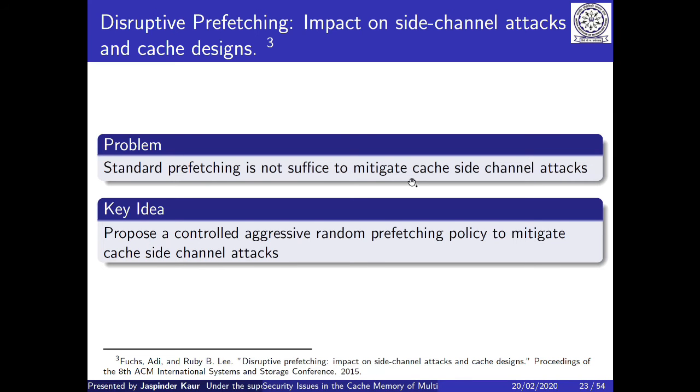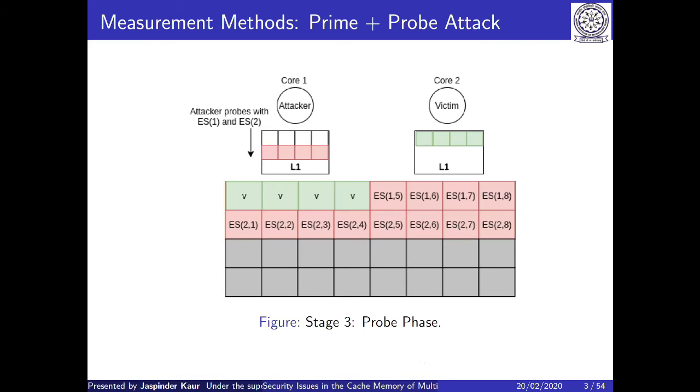The next paper that we will discuss is called Disruptive Prefetching: Impact on Side Channel Attack and Cache Design. This paper mainly depends on how we can use prefetching technique to prevent side channel as well as covert channel attacks. Or we can say, how we can use prefetching technique to prevent the measuring of access pattern or access behavior of some application. To understand the importance of prefetching, let us discuss the Prime+Probe attack again from this point.